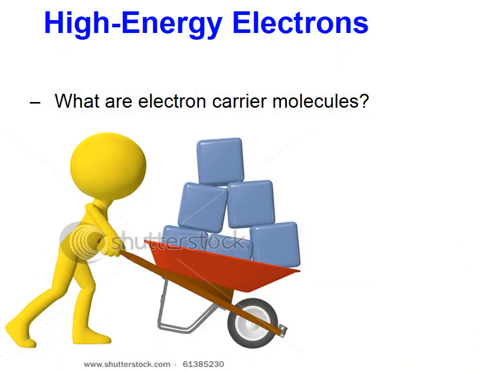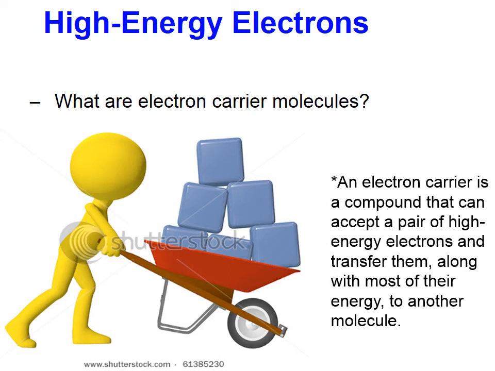So in this process, we have what are called electron carrier molecules. So what's an electron carrier molecule? It's a chemical compound that can accept these electrons and transfer them, along with most of their energy, to another molecule. Because remember, we're trying to gather this sunlight and turn it into chemical energy that's inside of the carbohydrates.